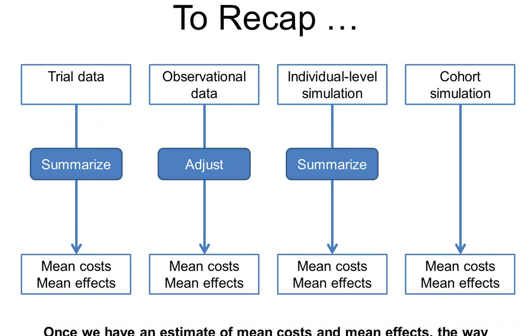And just to recap, then we could have trial data. We would summarize that data. We would get an estimate of mean costs and mean effects. We could have observational data, and we could do some fancy statistical adjustment, but we still end up with the mean costs and mean effects. We could have a simulation model that's at an individual level, and again, we would then summarize to get mean costs and mean effects, or we could do a cohort model, which would directly give us an estimate of the mean costs and mean effects. But in each of those examples, we end up with the mean costs and mean effects. And this is the important point.